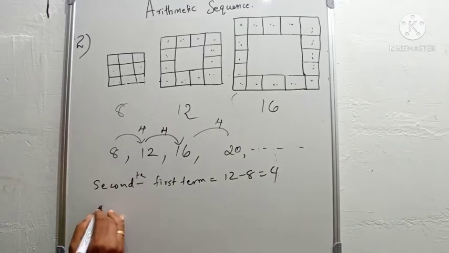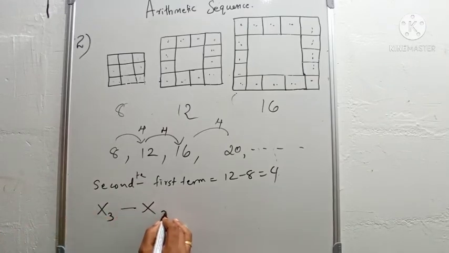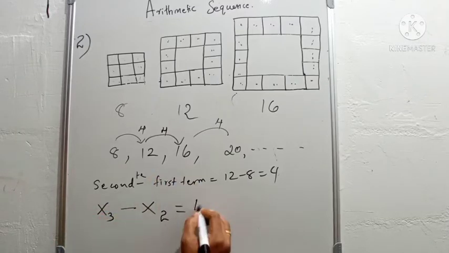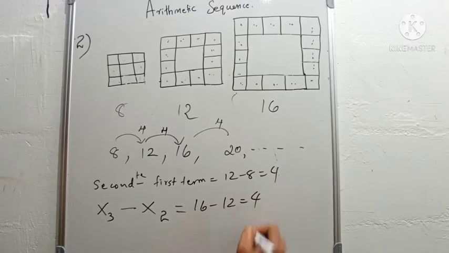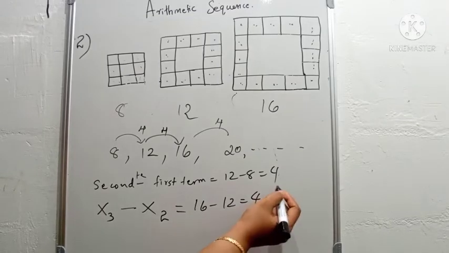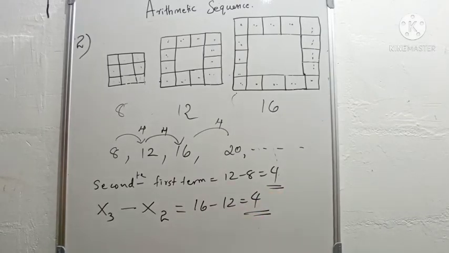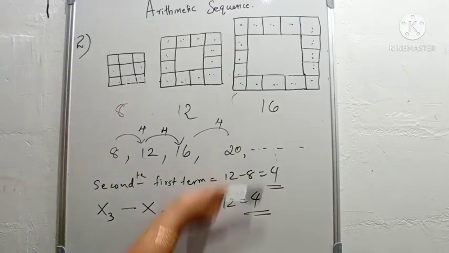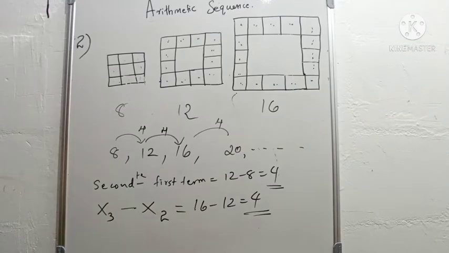And third term, let us write third term as x3 and second term as x2. Then x3 minus x2 is equal to 16 minus 12, that is equal to 4. That means there exists a common difference. Since a common difference is here, we can say that this one forms an arithmetic sequence. Okay.